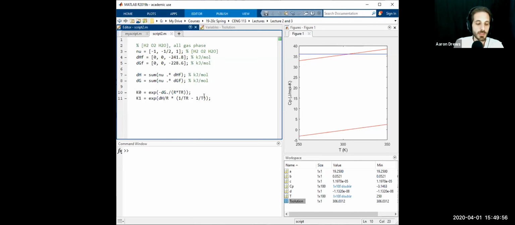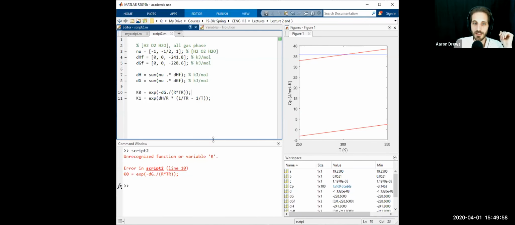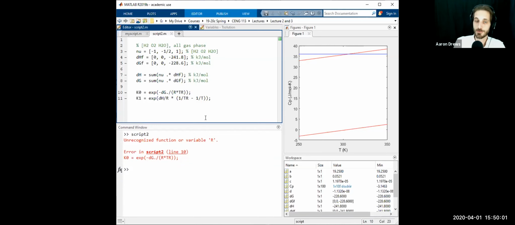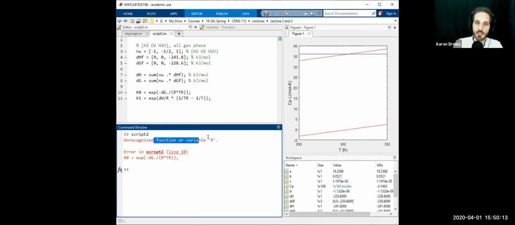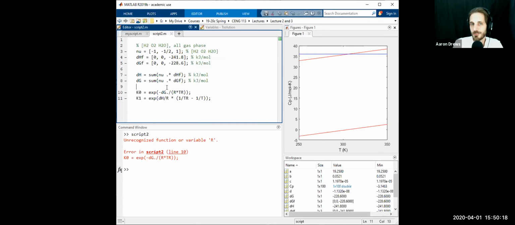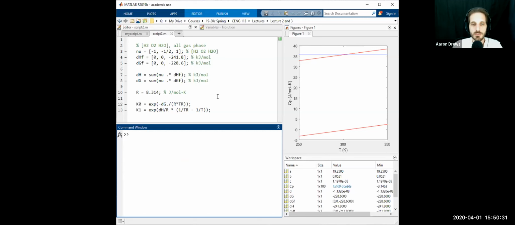If I run this script, I get an error. This is actually a really nice way to set up your scripts. I've done what I think I need to do. I think I've got the values calculated correctly, but I run the script and I get an error. It says unrecognized function or variable R. Not a problem. All that's telling me is I have forgotten to define R. So right up above here, I say R is 8.314, and I note that it's joules per mole per Kelvin. And I say, okay, I think I've solved it again. Let's try and run that script. Clear this and run it again.